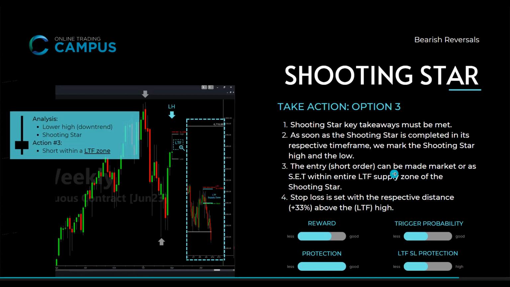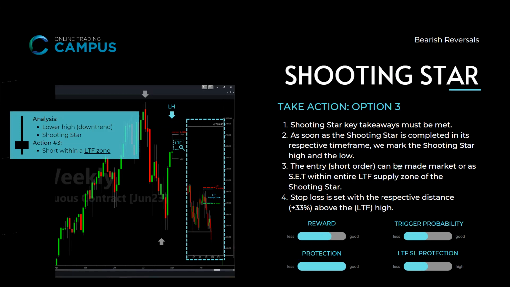one of the best. Guys, that's it for the theory for our shooting star. The next lesson is our practical application. I will show you how to trade a real shooting star in practice.